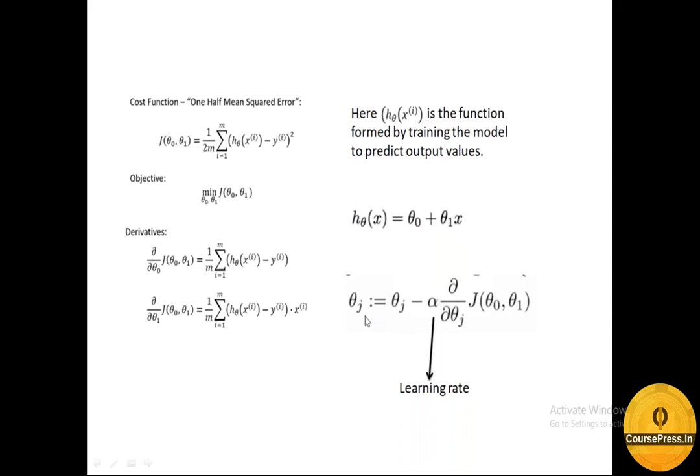Now, when I have to find a parameter, let's say I have to find the theta naught value, then I'll keep theta naught, minus the partial differentiation of the cost function with respect to theta naught, multiplied with alpha, and we'll find the new value of theta naught. Now this new value will be substituted here to find a better function for our model.